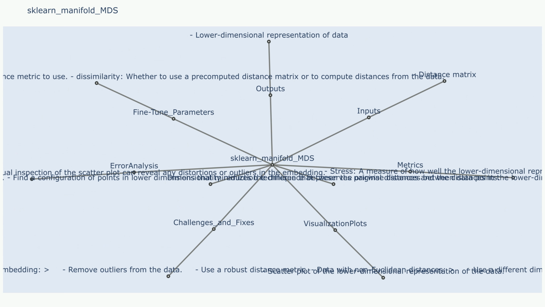Fixes to Challenge 2. Use efficient MDS algorithms or approximations. Employ dimensionality reduction techniques like PCA to reduce the dimensionality of the data before applying MDS. Consider using parallel or distributed computing to speed up the computations.